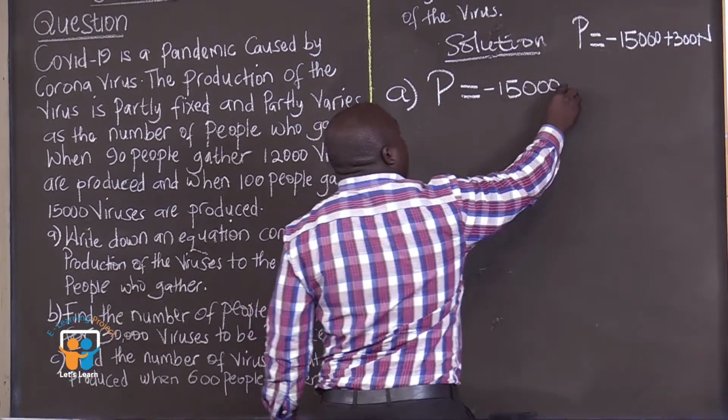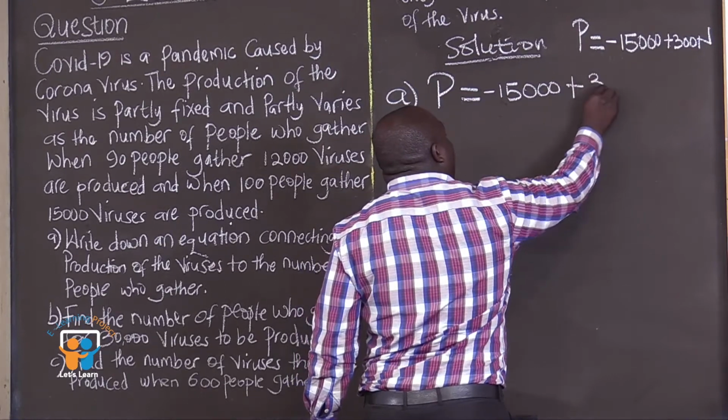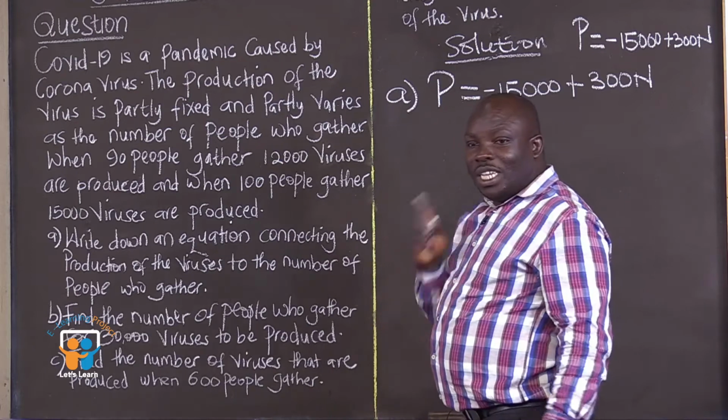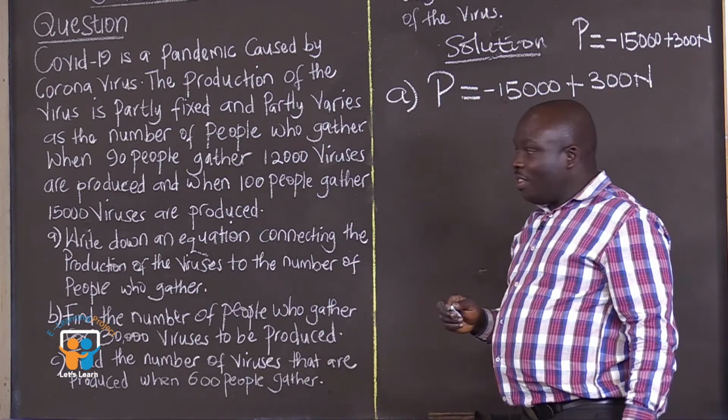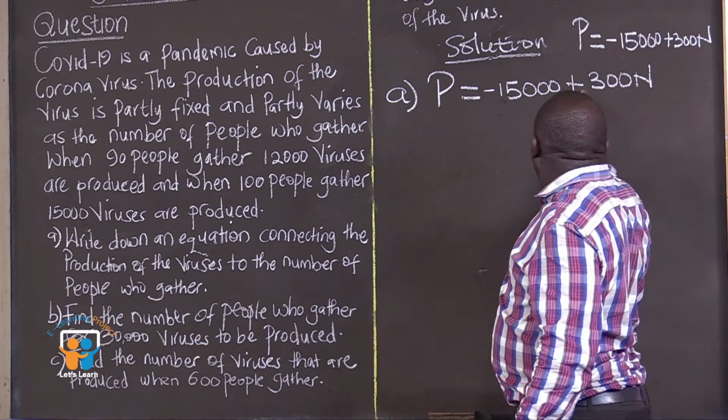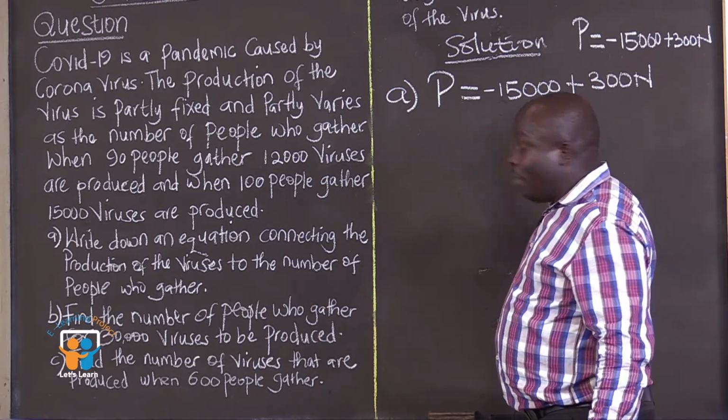Yes, our part A is P equals negative 15,000 plus 300 N. This equation is very important. The equation connecting the production of the virus to the number of people. It's very important.